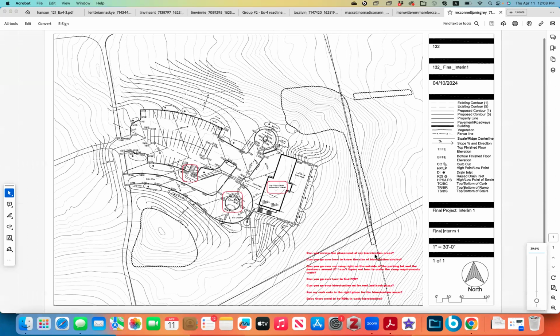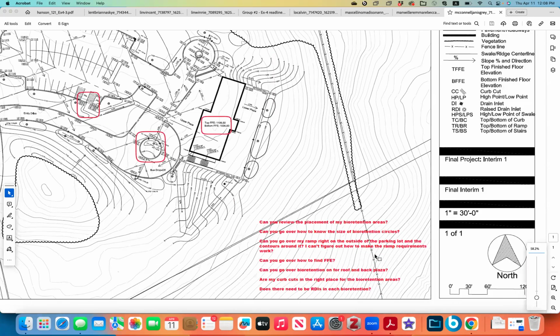Okay, review the placement of the bar retention area, go over how to know the size of the bar retention circles. The ramp on the right outside of the parking lot. The contours around it. Okay. Find FFE. Okay. Tension on for roof and back plaza. Okay. Curb cuts in the right place for the retention area and the RDIs each.